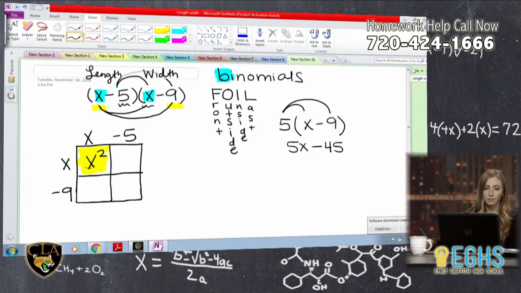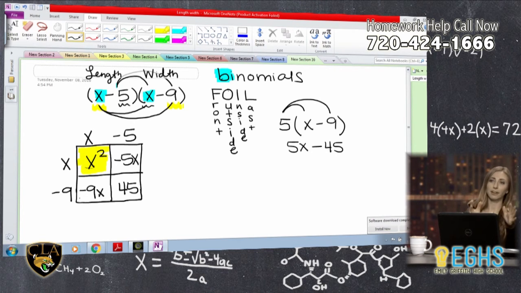And then negative 5 times x would be for the top right box. That gives us negative 5x. On the bottom left, we get negative 9x. That's x times negative 9, our length times width there. And on the bottom right, we have negative 5 times negative 9, which gives us 45.